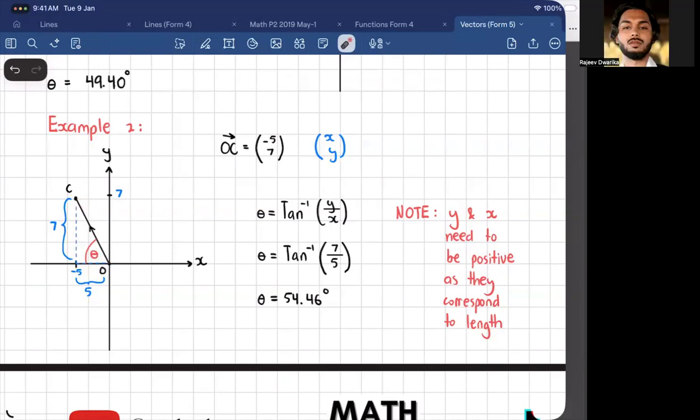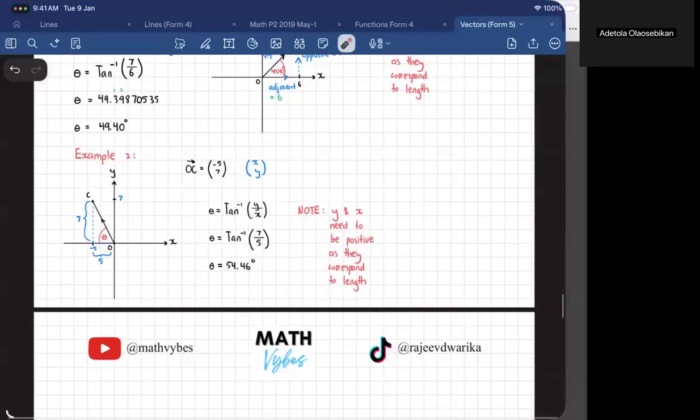If we're talking about the amount of spaces you moved, wouldn't that have to be positive? Yeah. So we said the y value was 7 over the x value, which was minus 5, but we need to consider the absolute value of it, which is just 5. So 7 over 5. So theta is 54.46. Let me know if you understand this. Yeah, I understand. Okay, great.